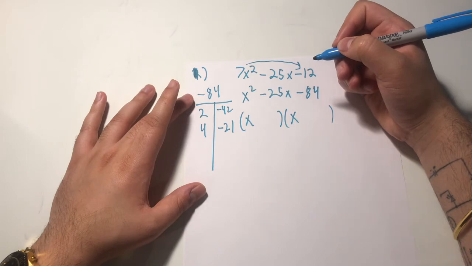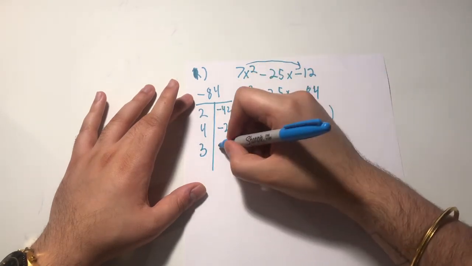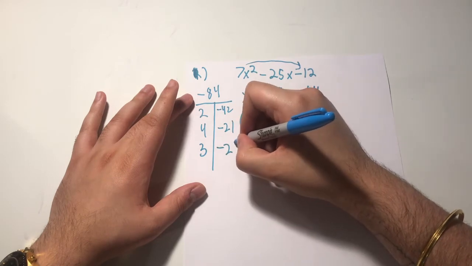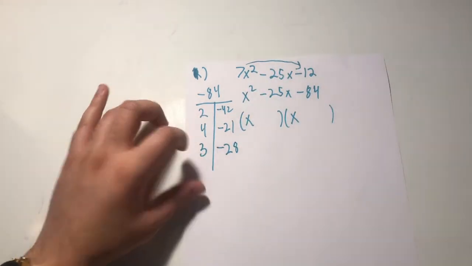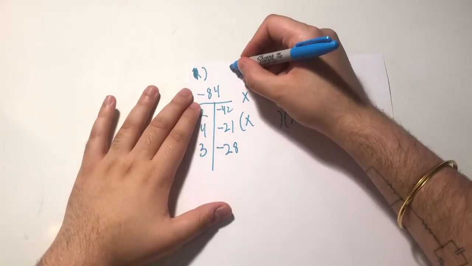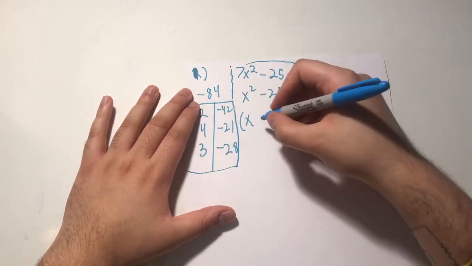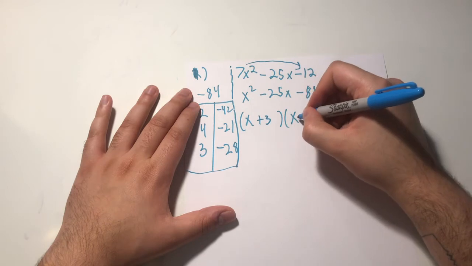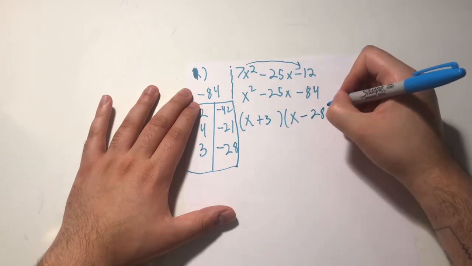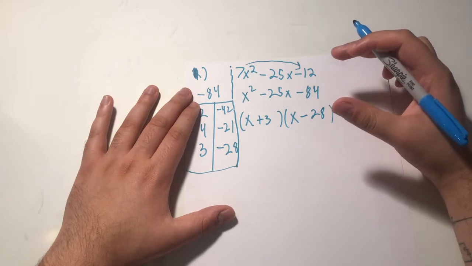That's negative 17. 3 goes into it, 3 and negative 28. Okay, 3 and negative 28. And negative 28 plus positive 3 is negative 25. So those are the numbers we're looking for. All right, so let me separate that out. So plus 3 and minus 28. Now that was the AC method, and that's put in the middle.